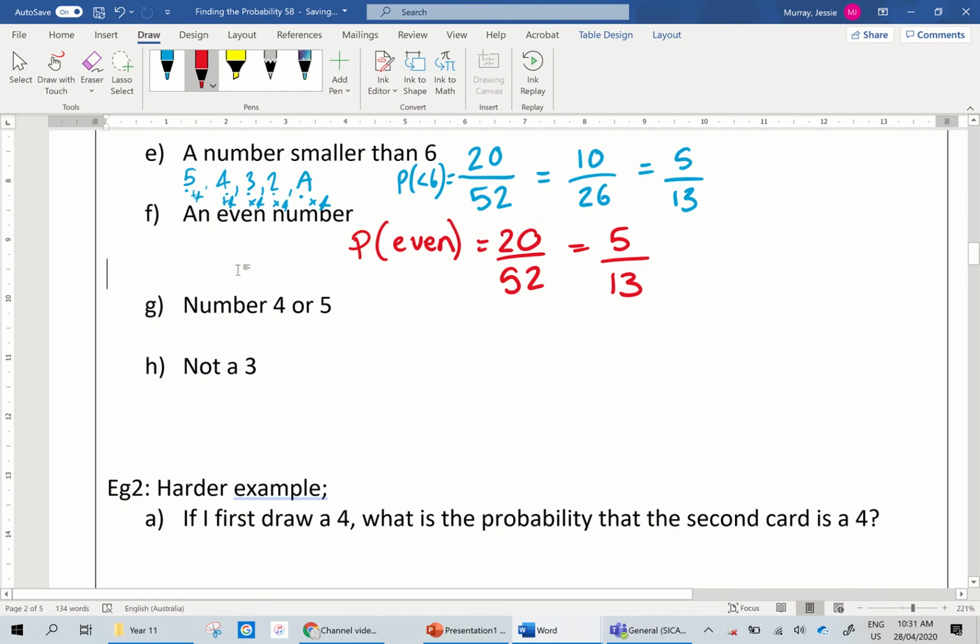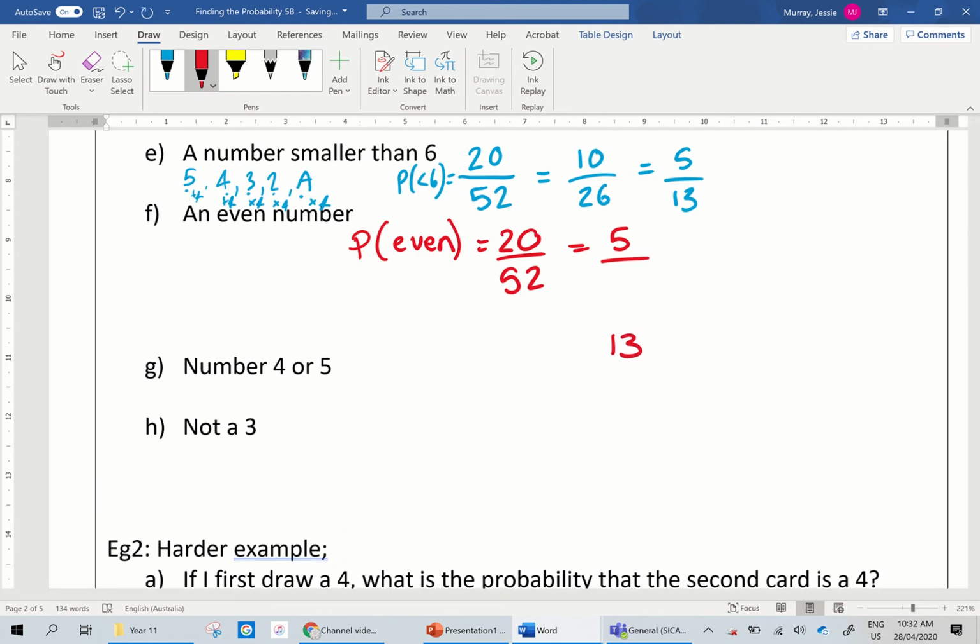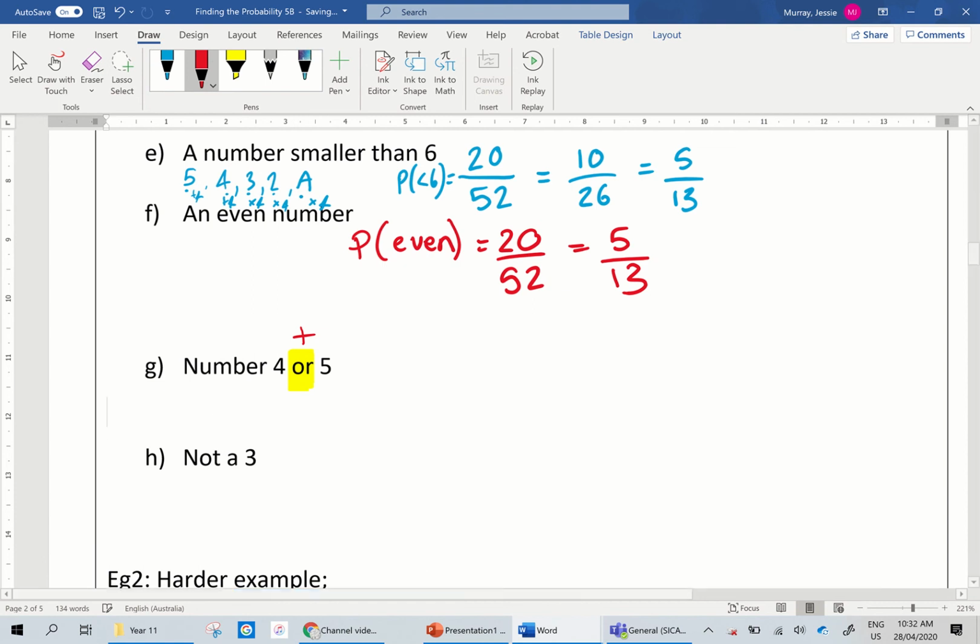The next one, the number 4 or 5. Straight away, I'm thinking, hang on, what did Miss just say about "or"? Or means you plus the fractions. So, all I have to do is say, well, how many number 4s are there?